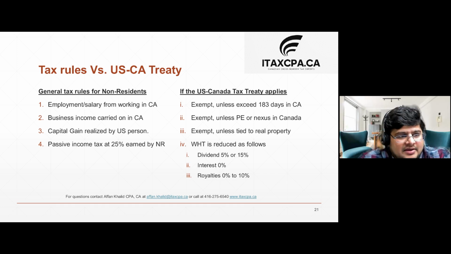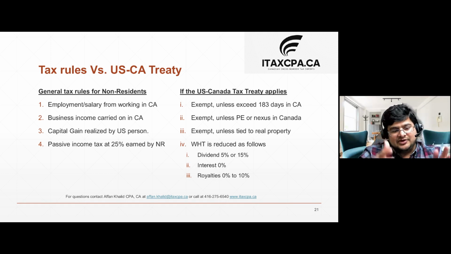Okay, this is a very short summary with and without the tax treaty. So the general rules apply to non-residents. Their employment income is taxed in Canada, no thresholds. Business income as a non-resident corporation earning business income is taxed in Canada, no exceptions. Capital gains realized by a non-resident are generally taxable in Canada in absence of the treaty. And then any passive income is taxed at a 25% withholding tax rate.